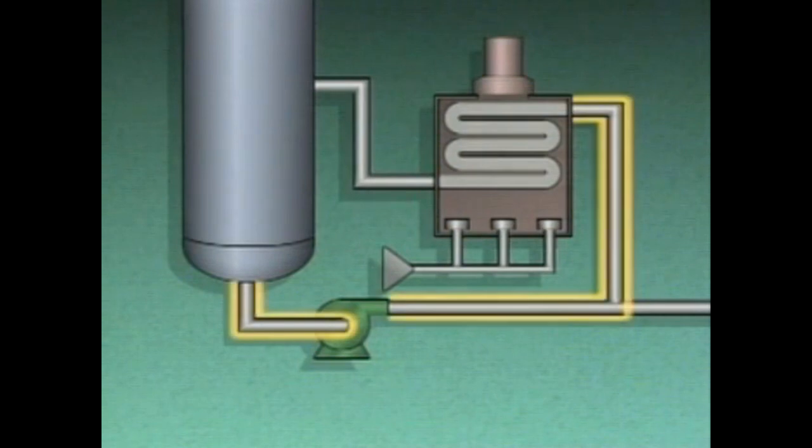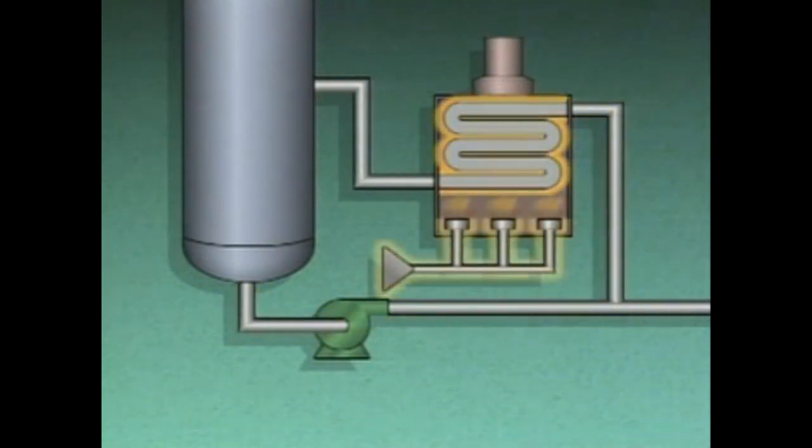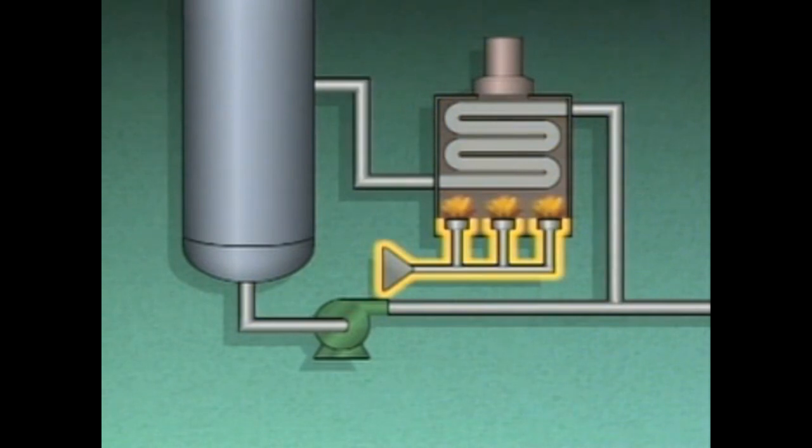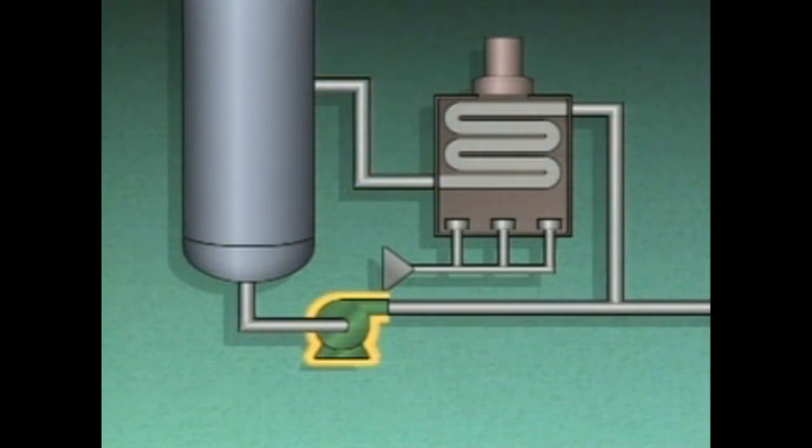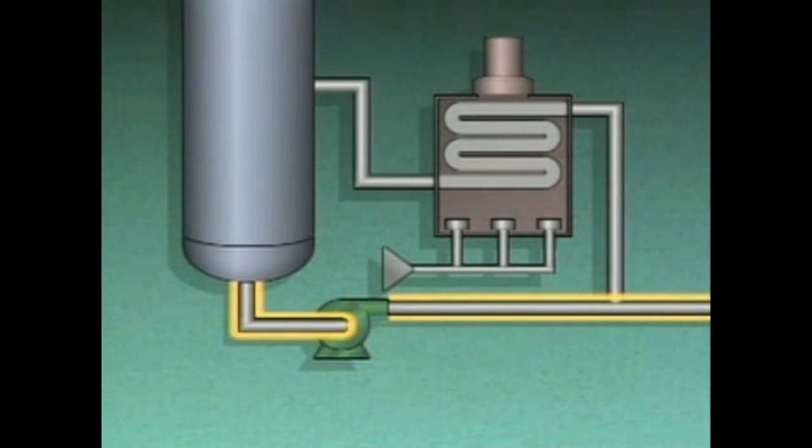During operation, part of the liquid from the bottom of the tower is pumped to the reboiler, where it is heated by the burning of fuel in the furnace and its lighter components vaporize. A mixture of the vapors and any remaining liquid is returned to the tower, where it provides heat for the distillation process. The pump also moves part of the liquid from the bottom of the tower to storage or to other processing equipment. This liquid is the tower's bottoms product.